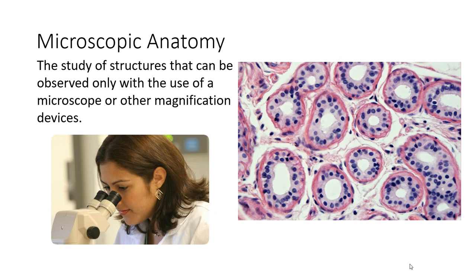Also under microscopic anatomy is developmental anatomy. That is the study of the structures that change from one developmental level to another. For example, if you're studying an individual, you could study them from fertilization to adulthood. Embryology is another division under developmental anatomy. That is the branch of developmental anatomy that studies prenatal development, such as gametes, fertilization, and the development of the embryos and fetuses.